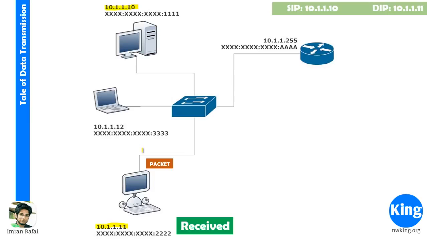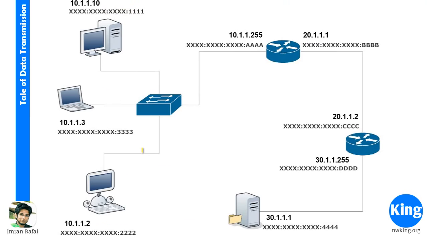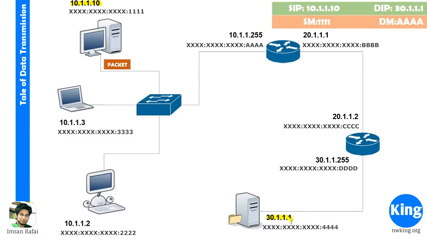Let's look at what happens if it has to go out of the network, if the destination IP address is not in the same network. In this case we will look at a scenario where the 10.1.1.10 IP address wants to communicate with 30.1.1.1. Now in both these cases we are assuming one thing, which I forgot to tell in the last slide, that the subnet mask is /24. So it is 255.255.255.0, right?